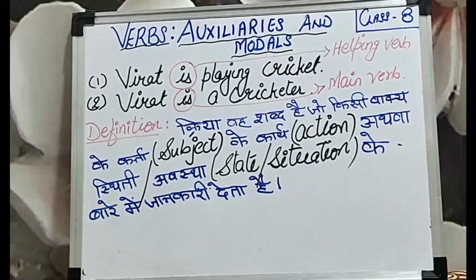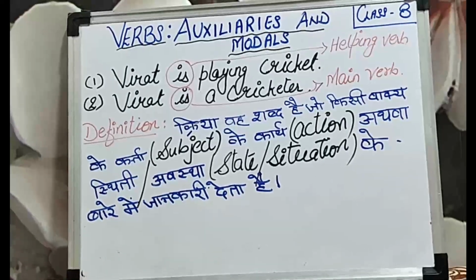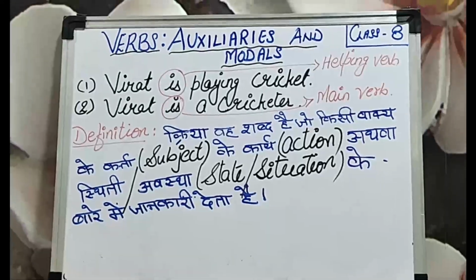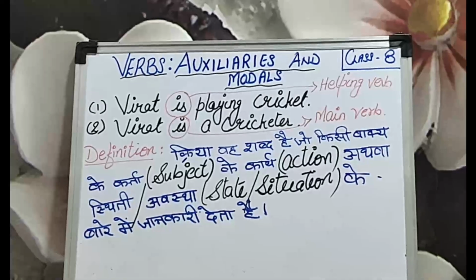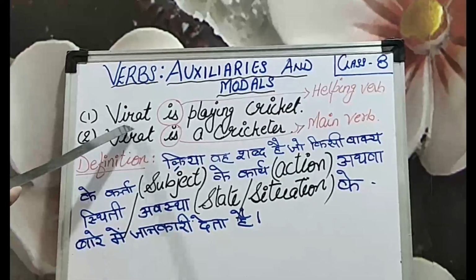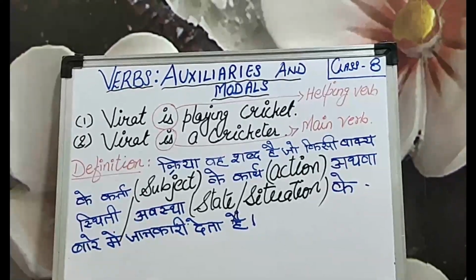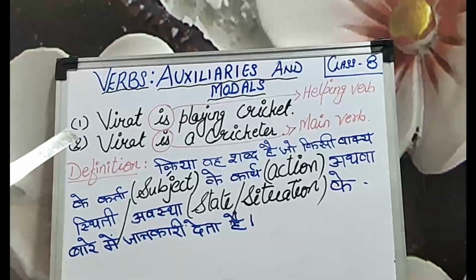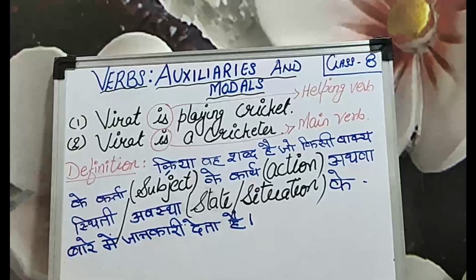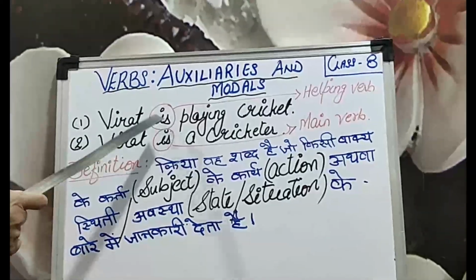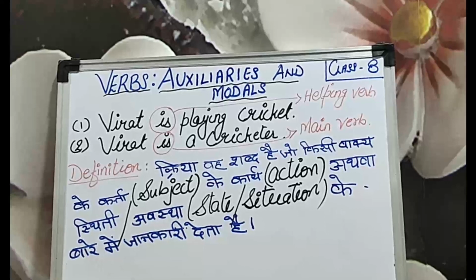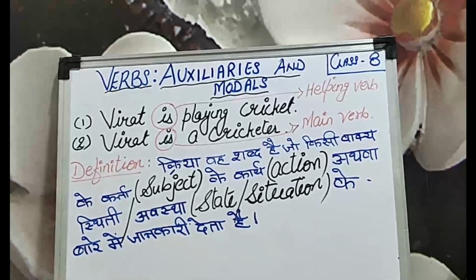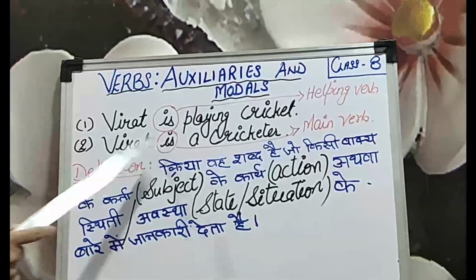Today's lecture on English grammar, topic: auxiliary verbs and modals. First, I will recapitulate verbs. Here is "Virat is playing cricket" and "Virat is a cricketer." Now, here are two sentences. In the first sentence, "is" is a helping verb, and in the second sentence, "is" is the main verb, not a helping verb.